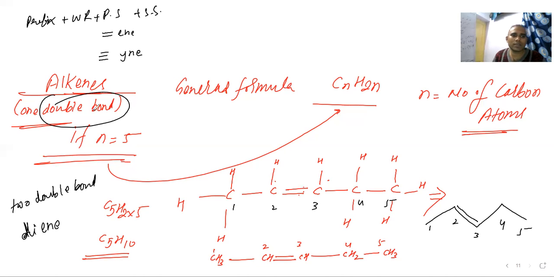One double bond means -ene. Three double bonds is -triene. So its name will be what? The 5 carbons are there, pent, and that is pent-2-ene. Is it okay? Yes, sir. Sir, can you give some examples?